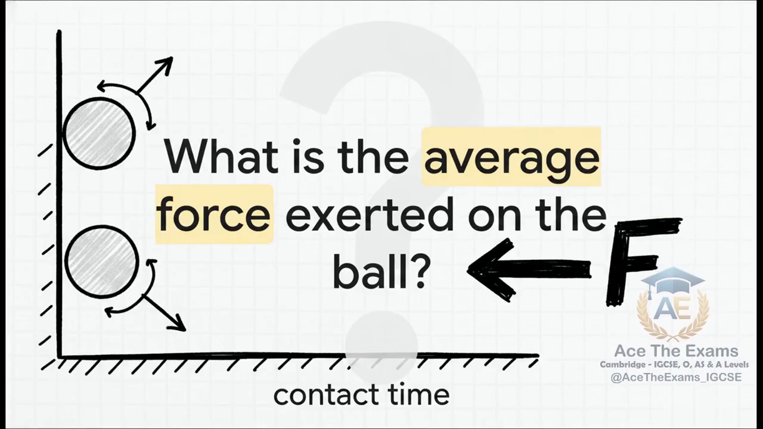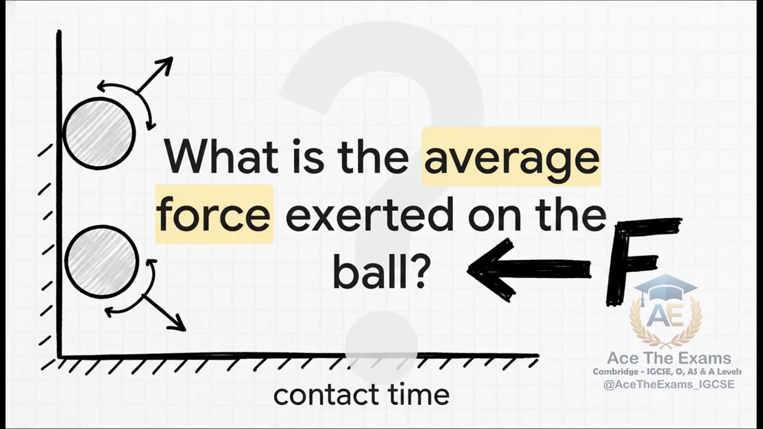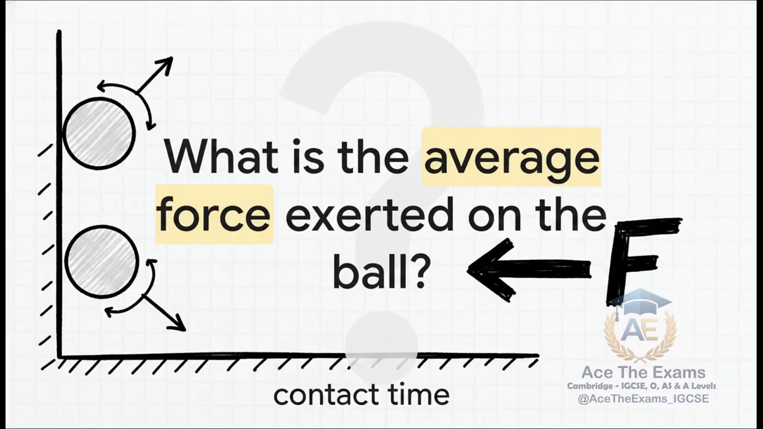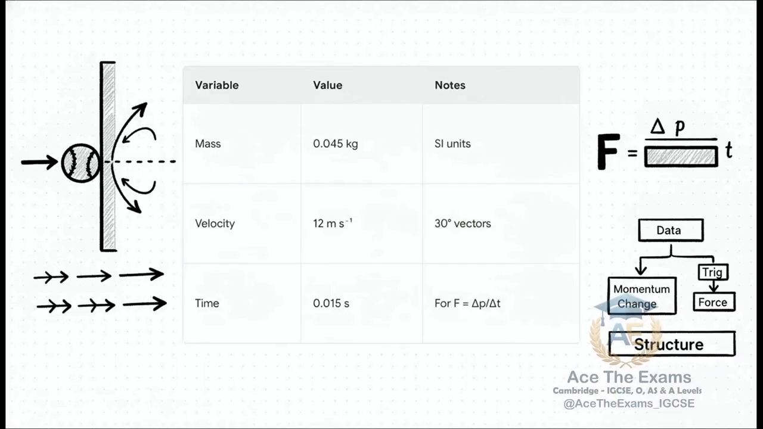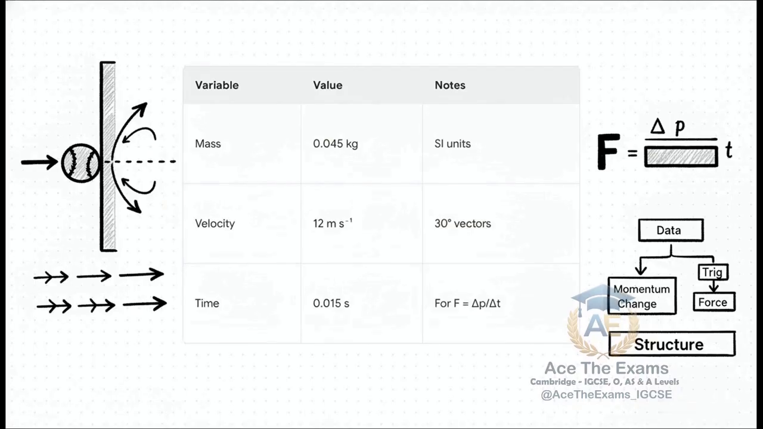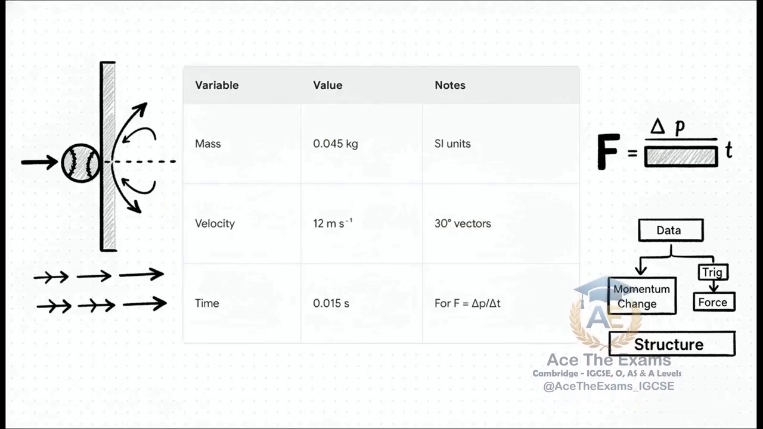But remember our street artist analogy. We need rigid structure. We need our time management matrix and our data extraction tools to isolate exactly what matters. So you systematically extract the variables. Mass is 0.045 kilograms. Time is 0.015 seconds.